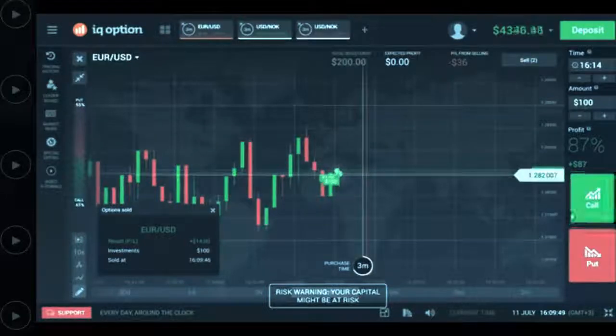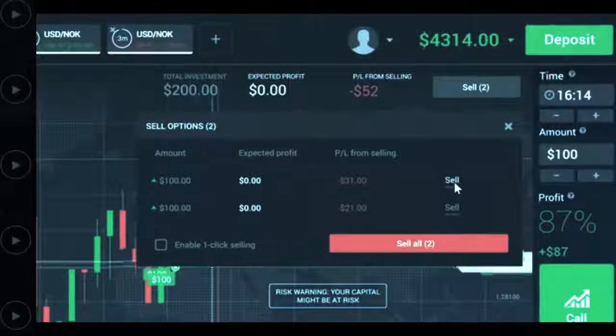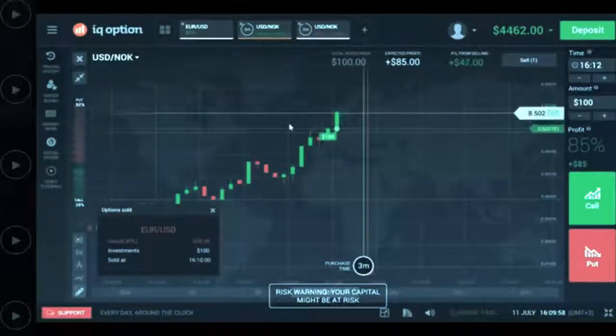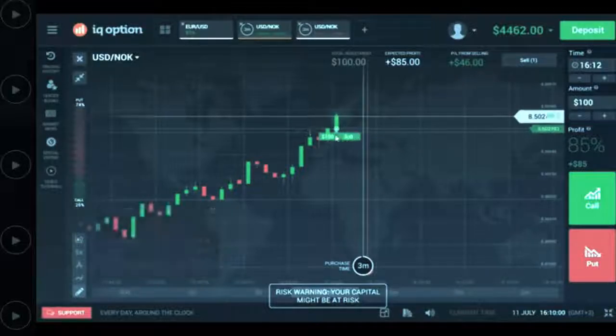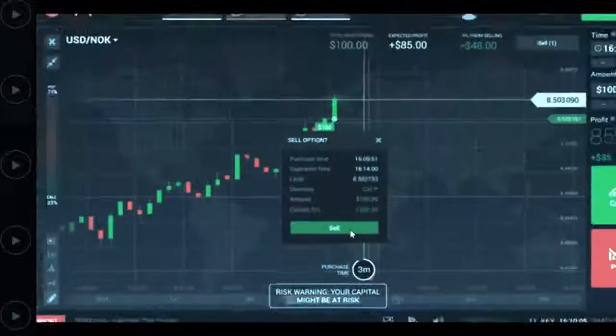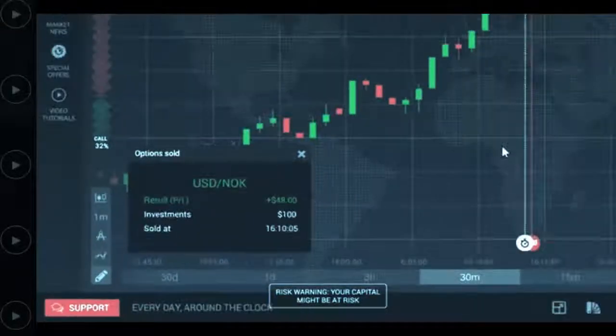Also, you can sell options via the menu in the upper right corner where all open deals and their profits are displayed. If the position you've opened is profitable, you can sell the option without waiting for the expiration time and make profit in advance from the successful deal. Your profit will be indicated in the closed deal window.